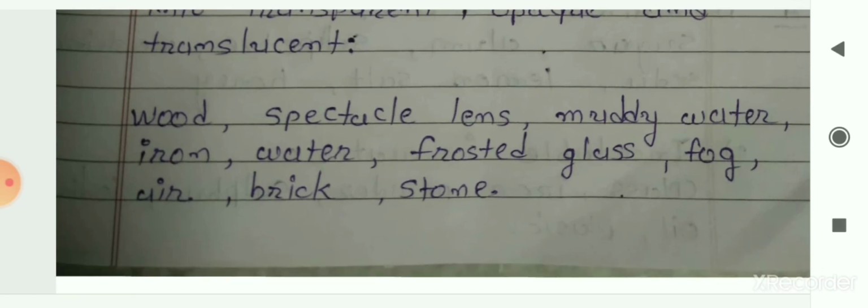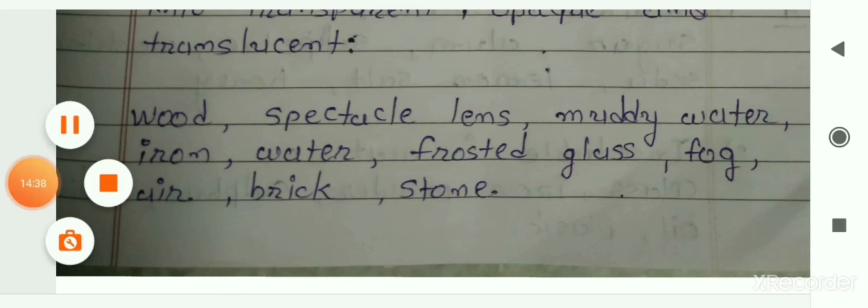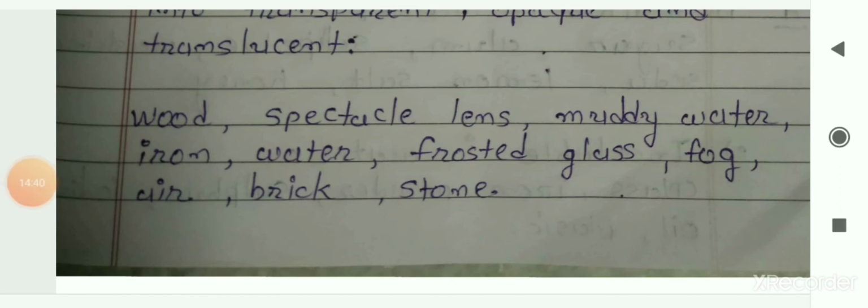The objects or the materials given to you are wood, spectacle lens, muddy water, iron, water, frosted glass, fog, that means haze, which you can find in the winter season, or frosted glass, which we have already seen. It is similar to the sand glass through which we can see but not clearly. Next is air, brick and stone.